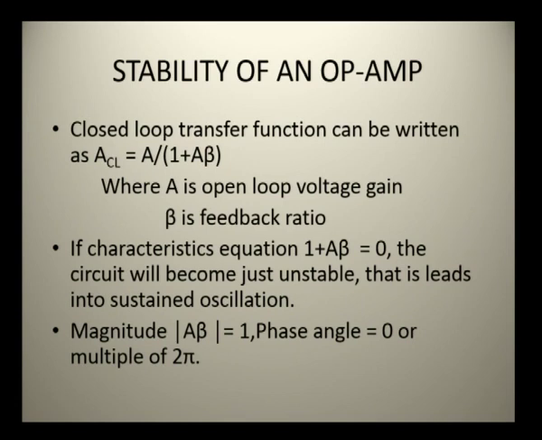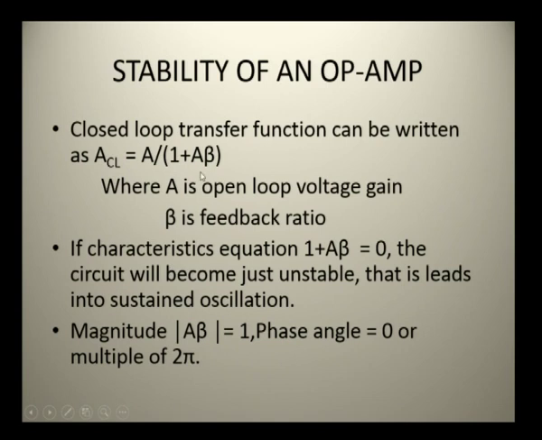If it is negative, then as per the formula ACL is equal to A by 1 plus A beta. If this is negative, then ACL is higher. ACL is higher than A, that is, the closed loop gain is higher than the open loop gain. This leads to an unstable circuit.